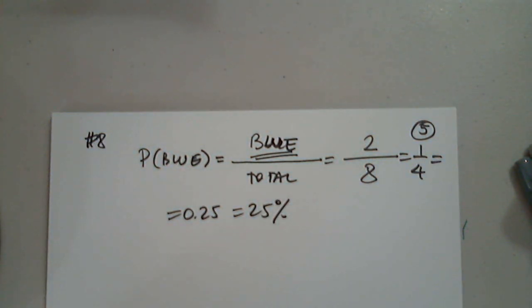I don't know what form they want, so let me share my screen again. Okay, they want it as a fraction: type an integer or a simplified fraction. Perfect. So 1 divided by 4. Good. Anything else we want to look at here?